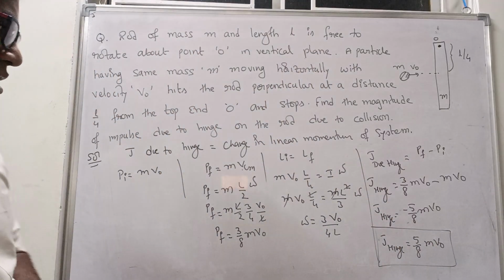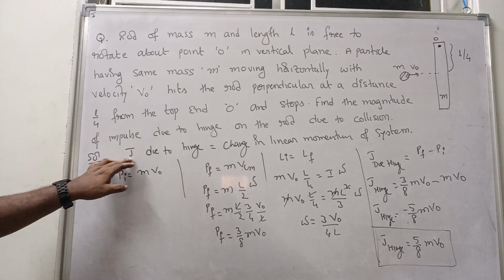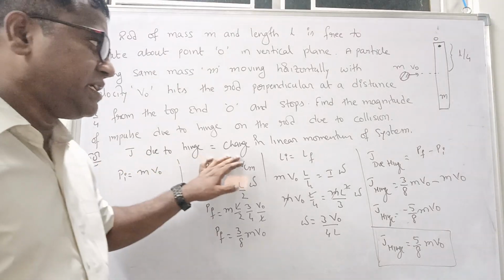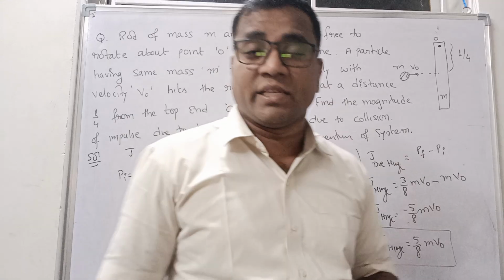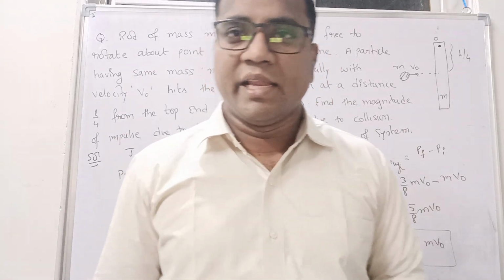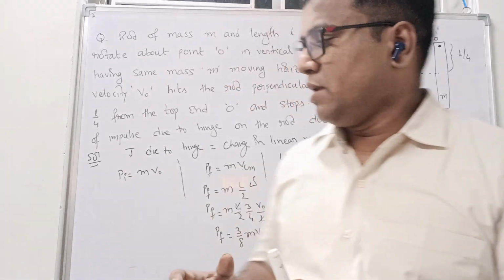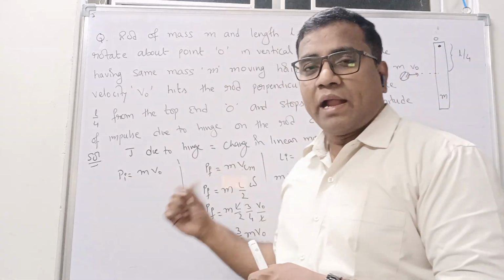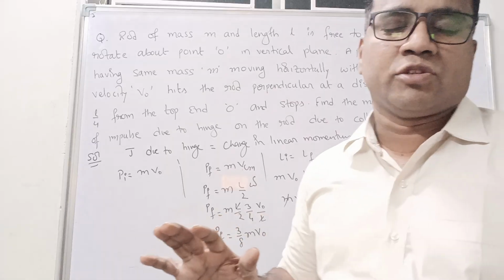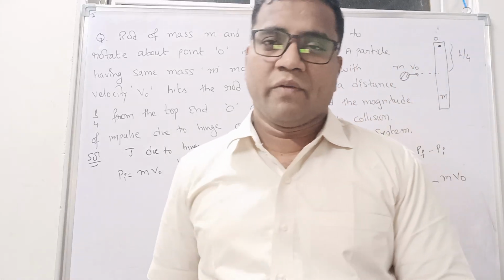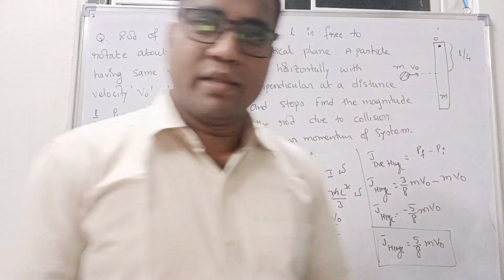But this point is very important: J due to hinge means the change in linear momentum of the system. You have to calculate the change in linear momentum of the whole system. So initially I calculated for the particle and for the rod, and found the total change in linear momentum of the system. I hope you understood, right? Thank you.